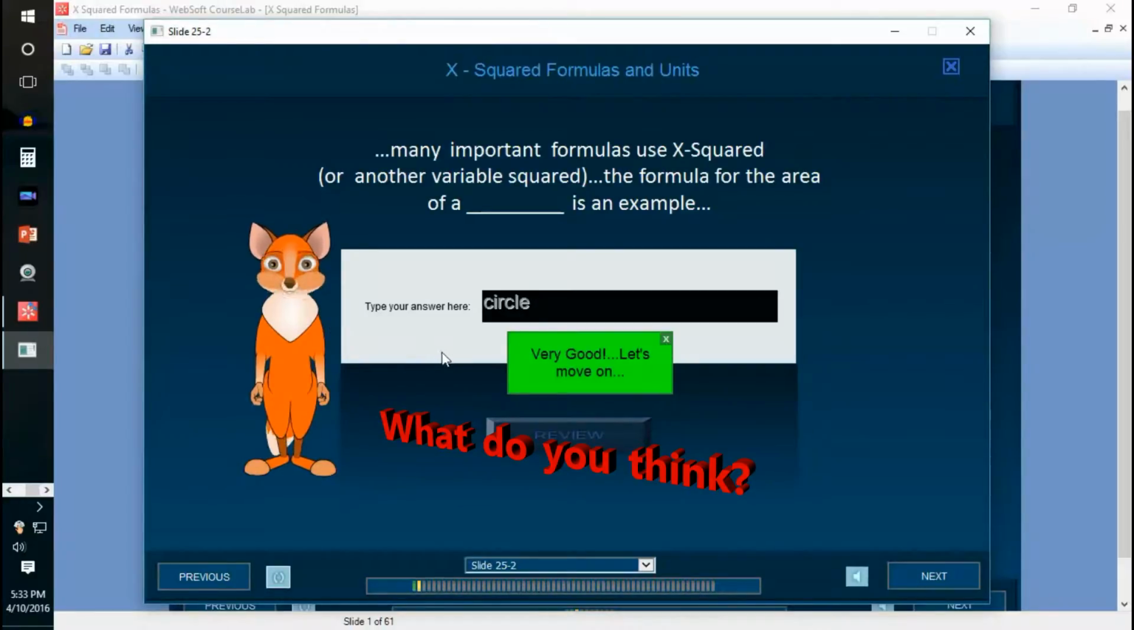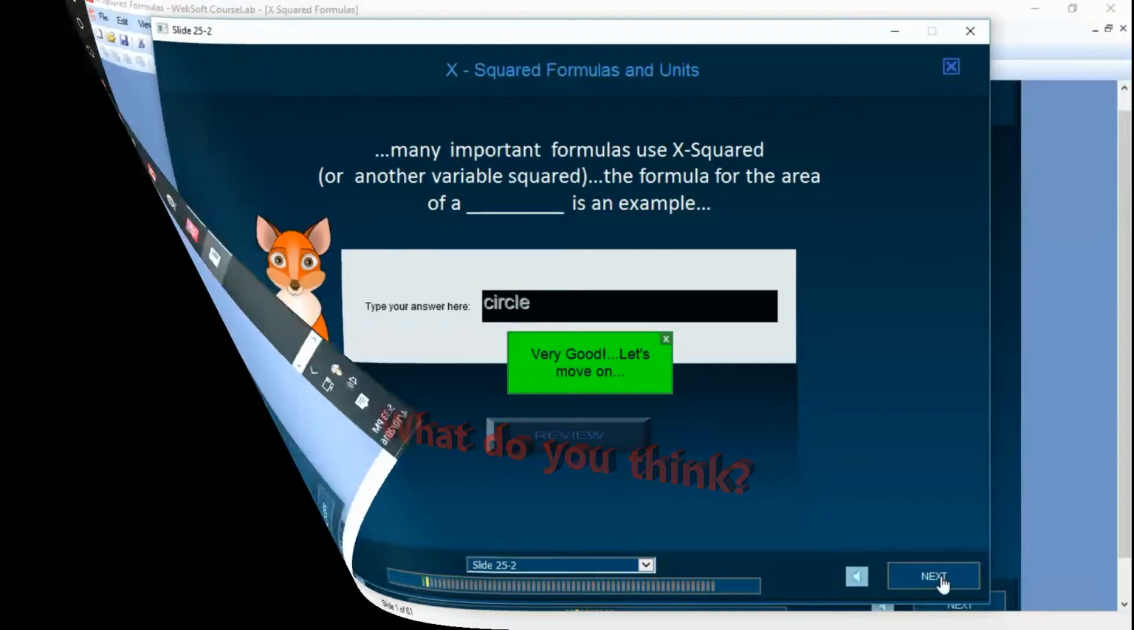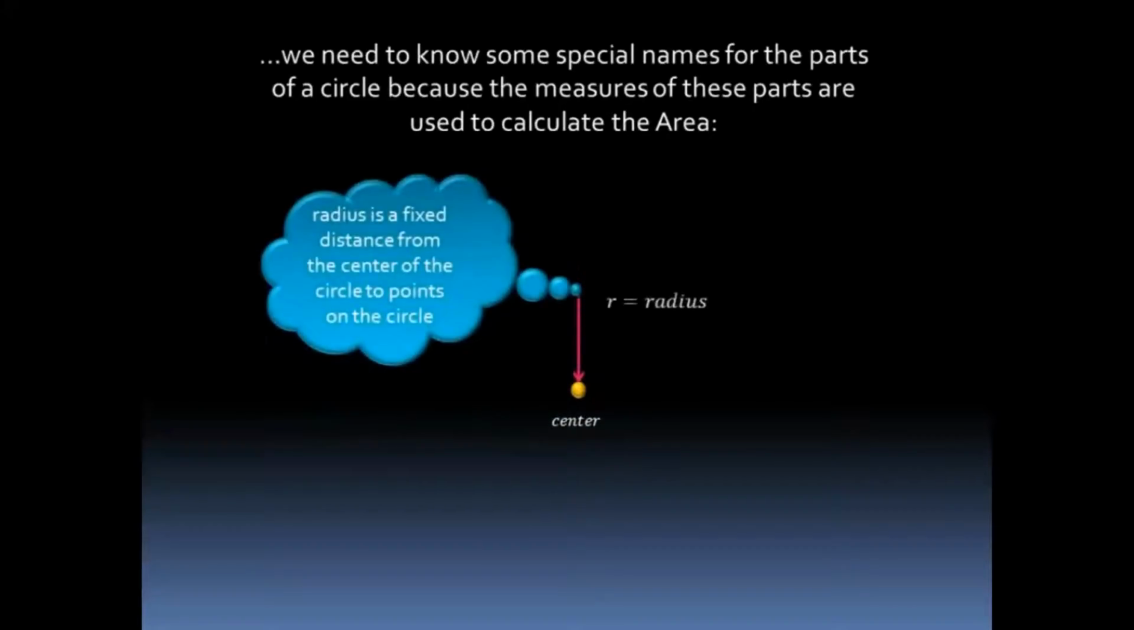The formula for the area of a circle is an example. We need to know some special names for the parts of a circle because the measures of these parts are used to calculate the area. Our first part is the center of the circle. The radius is a fixed distance from the center of the circle to points on the circle.